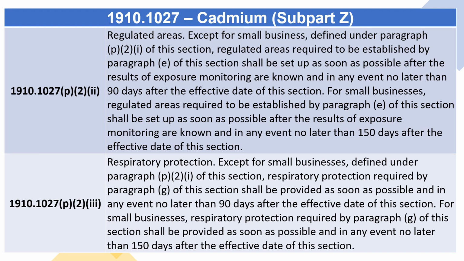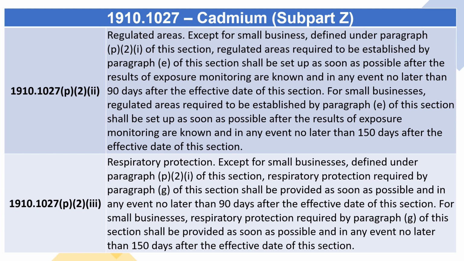1910.1027 P.2.ii. Regulated areas. Except for small business, defined under paragraph P.2.i of this section, regulated areas required to be established by paragraph E of this section shall be set up as soon as possible after the results of exposure monitoring are known and in any event no later than 90 days after the effective date of this section. For small businesses, regulated areas required to be established by paragraph E of this section shall be set up as soon as possible after the results of exposure monitoring are known and in any event no later than 150 days after the effective date of this section.